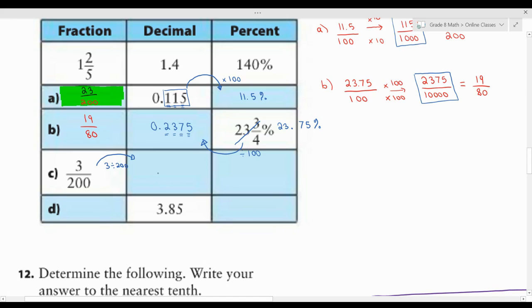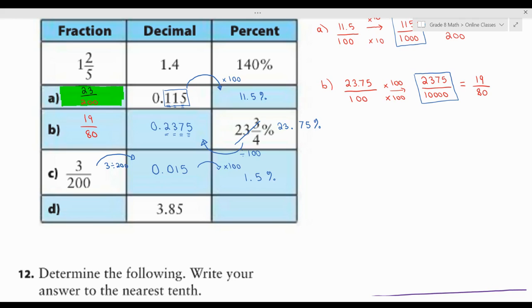So that's going to give me 0.015. And then if I keep going, go from the decimal to the percent, well, now I can times this by 100, and that would be like 1.5%. So question C to me was a lot easier than question A and question B.